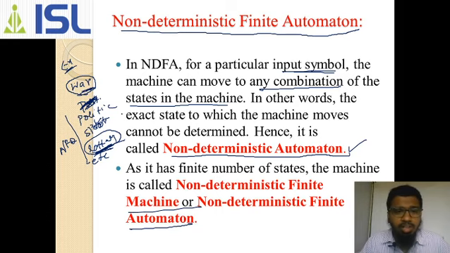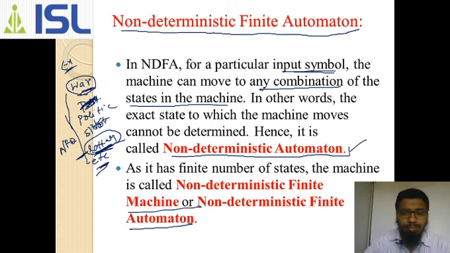I hope you understand this. Like NDFA, it will take an input symbol, the machine can move to any combination or different combinations, and after that we will get the answer. So we took the examples, all of these are examples of NFA: war, politics, sports, lottery, etc. All of these come under NDFA.